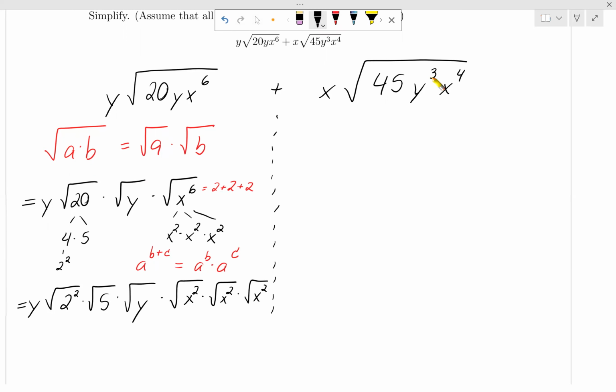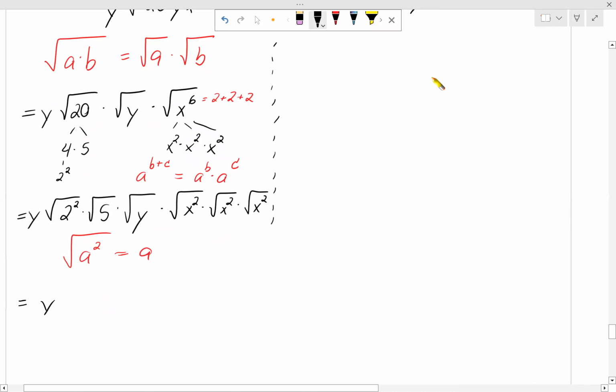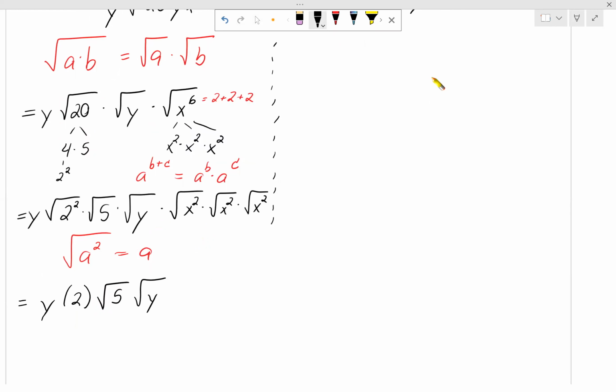All right. And then I know that if I have the square root of something squared, I'm going to get back the something. So if I had the square root of a squared, this is a. So I'm going to get y. Square root of 2 squared is 2. Square root of 5, the 5 isn't squared, so I have to leave it alone. I just have square root of 5. Same with the y. I just have square root of y. Then all of these x squareds are being taken the square root of. So we're going to have x times x times x.